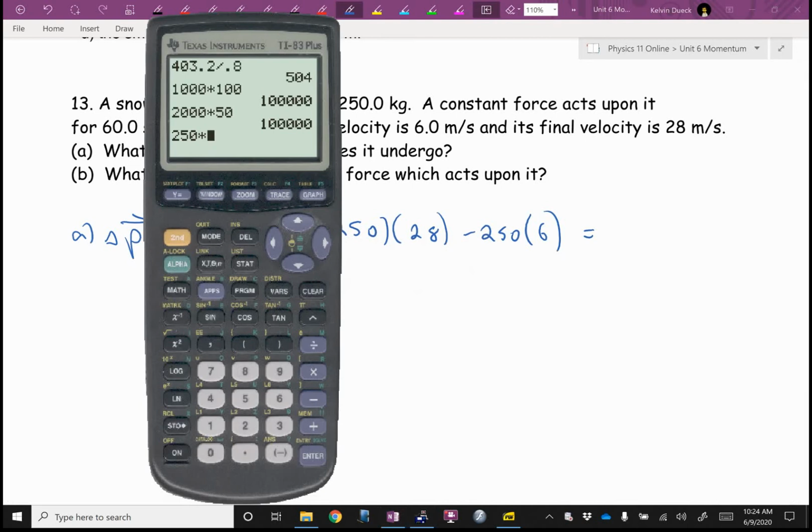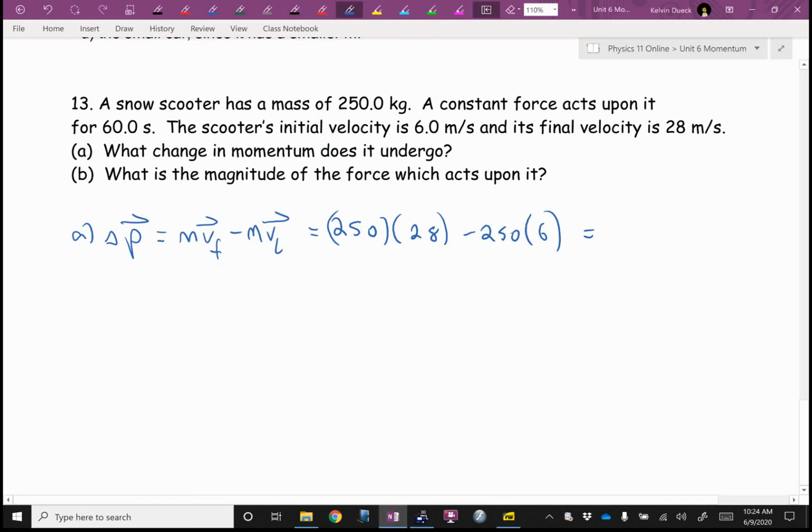250 times 28 minus 250 times 6, and I get 5,500 kilogram meters per second. You could also say Newton seconds, but since I used mass and velocity, I'll use those for my units.